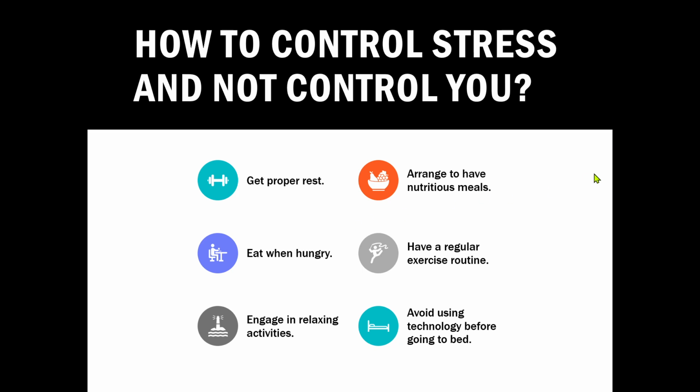So how to control stress and not control you? Get proper rest. Eat when hungry. Don't eat when you're stressed. Don't eat when you're bored. Engage in relaxing activities. And that can be something as simple as just going outside and sitting in a chair and relaxing and enjoying the elements of outdoors. Or walk around the block or go play with a pet. Arrange to have nutritious meals.